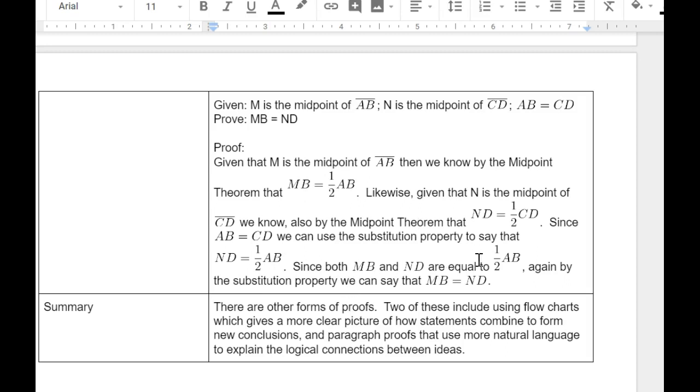So since they're both equal to half of AB, again by the substitution property, since they're both equal to the same thing, we can say that they're equal to each other. So this is what we were trying to prove, right? We were trying to prove that MB is equal to ND, and that's what we've got down here at the bottom. MB is equal to ND. So again, it's all the logic and all the reasoning, but not with the formal two-column structure. It's a completely legitimate way to do it.